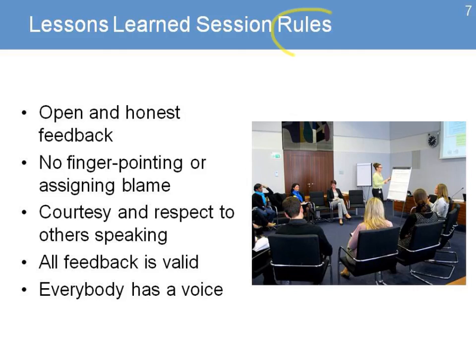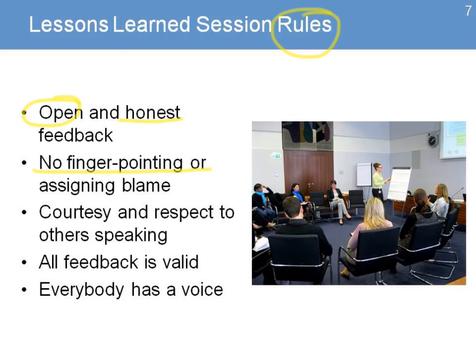The rules that you need to make sure are visible, and that everybody understands, are that there needs to be open and honest feedback. This is a time for everybody to be open about what is happening, but also honest about the realities of what happened in the project. That feedback is part of what makes lessons learned so important.